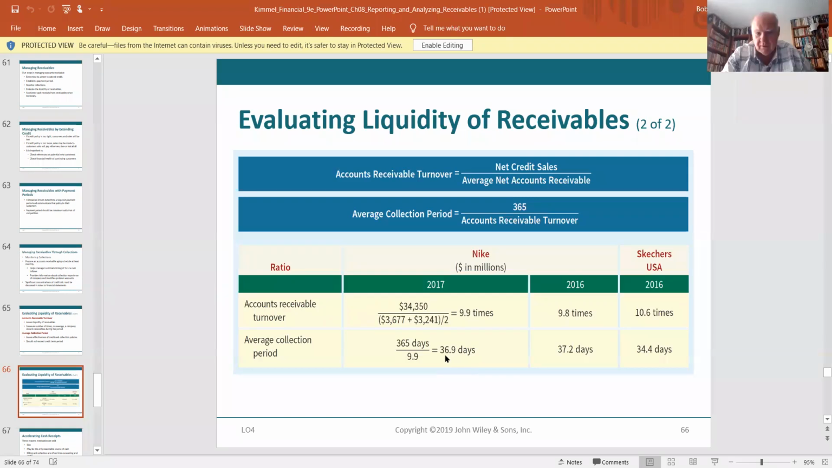So what this means, Laura, is this company collects their cash in 36 days, almost 37 days. They collect from the time they bill the customer till the time they get paid in 37 days, which is pretty darn quick in my world, okay? So let's study that metric.